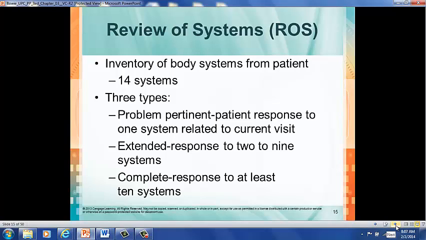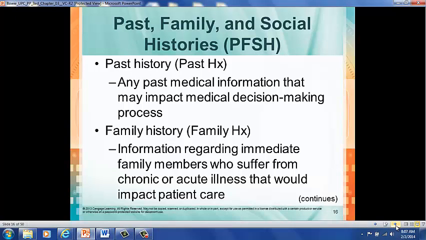Remember, the review of systems is obtained by querying the patient and is most commonly completed by a series of questions from the provider to the patient. The past, family, and/or social history, or PFSH, is the last portion of the history and consists of three parts. The past history includes information regarding major illnesses, surgeries, injuries, and hospitalizations, as well as current medications and allergies. Past history refers to any past medical information that may affect the medical decision-making process.